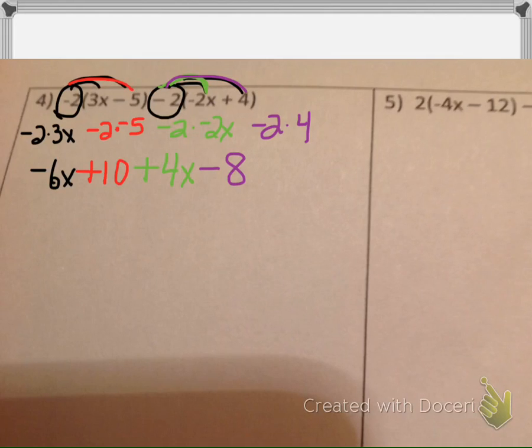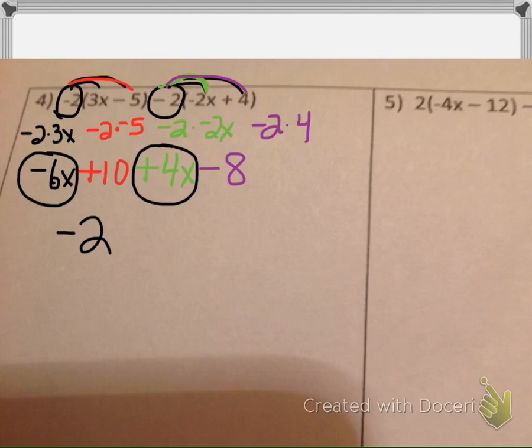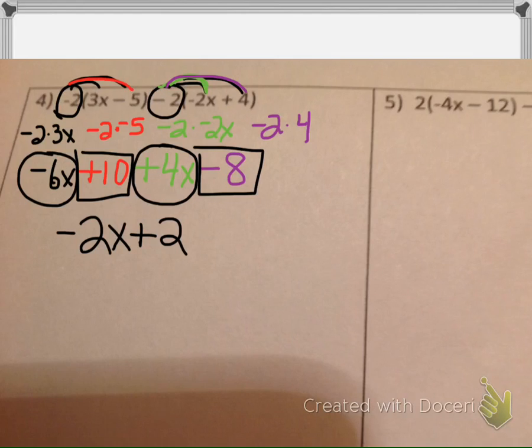Okay, now you're going to combine your like terms. So I have negative 6x, and I always start with my x's first, and a positive 4x. That's different signs, subtract. 6 minus 4 is 2. It's a negative 2 because 6 is the larger number, x. And then you have a positive 10 and a negative 8, which again is different signs, subtract. 10 minus 8 is 2, and 10's the bigger number, so that's a positive 2. And that's your final answer, negative 2x plus 10.